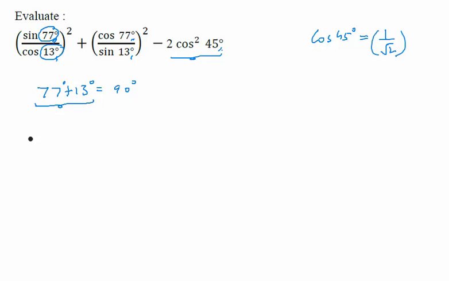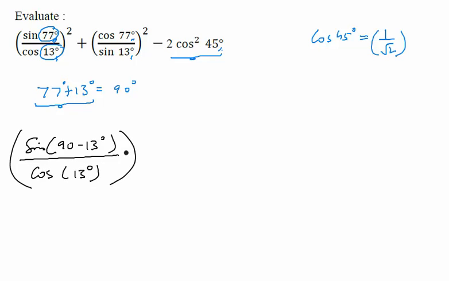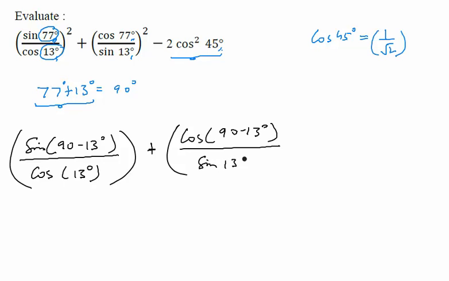So sine 77 can be written as sine of 90 minus 13, right? 90 minus 13 is 77. Let us keep the denominator as it is, and convert everything to 13. This is my first term. What will happen to the second term? The second term will similarly become cos of 90 minus 13, which is again 77 degrees, and let us keep 13 as it is. So I will get sine 13 degrees in the denominator.